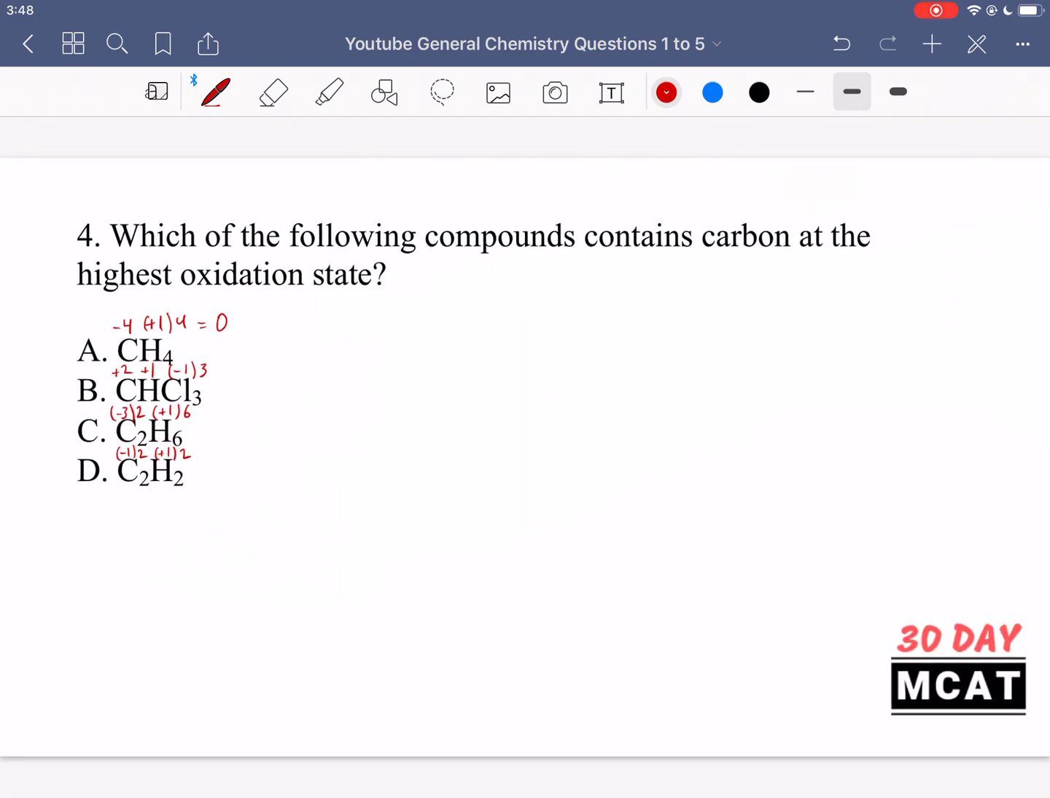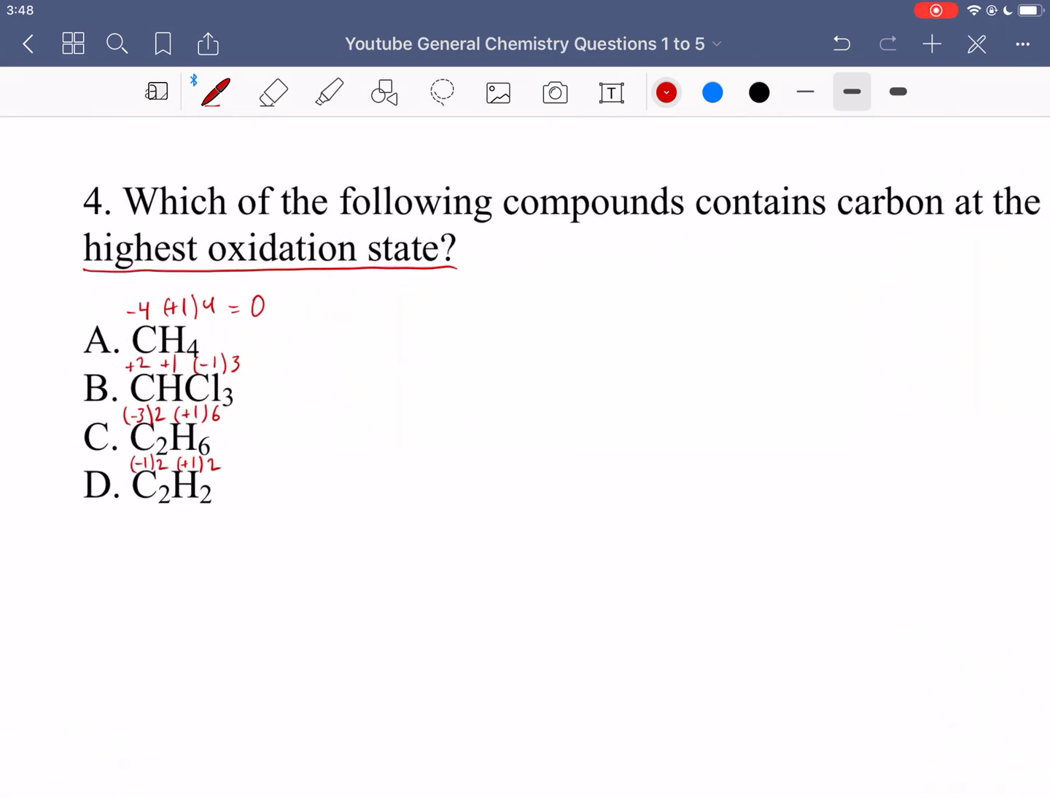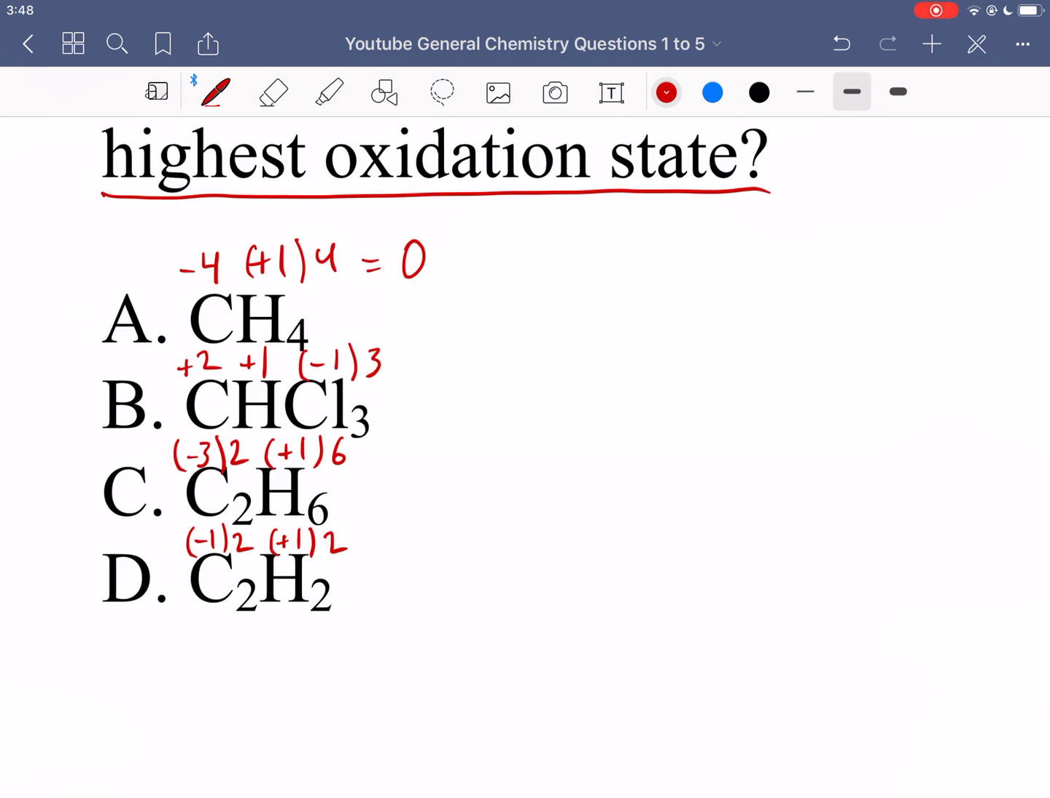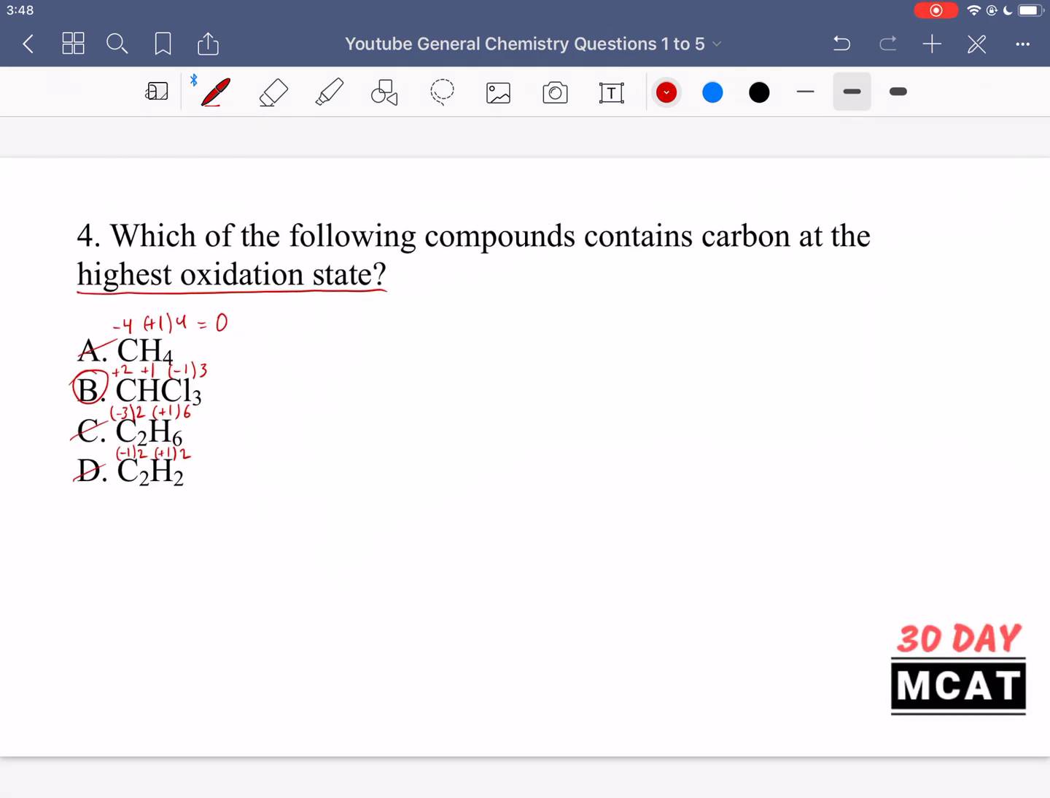So we're asking the question, which of the following contains carbon at the highest oxidation state? So that has to be the most positive number, and that is going to be option B. Option B was +2. All the other ones were minus something. So option B has carbon at the highest oxidation state.